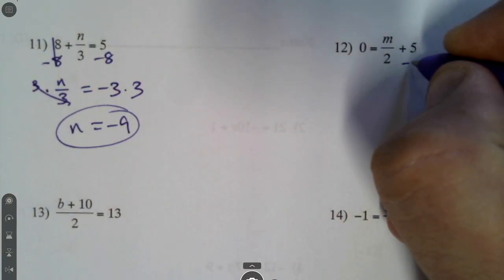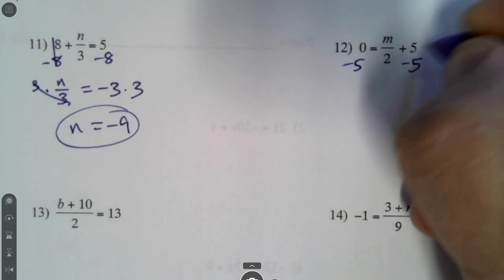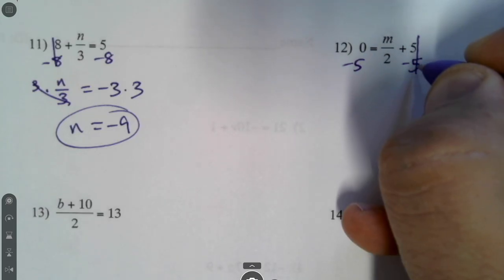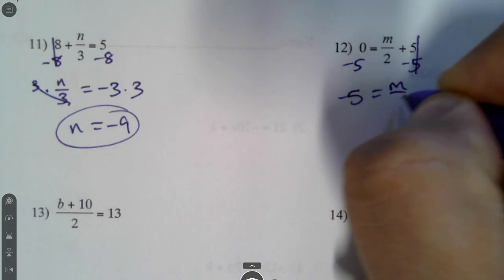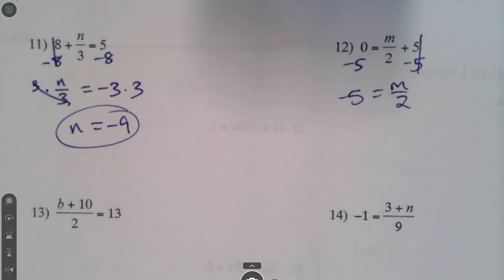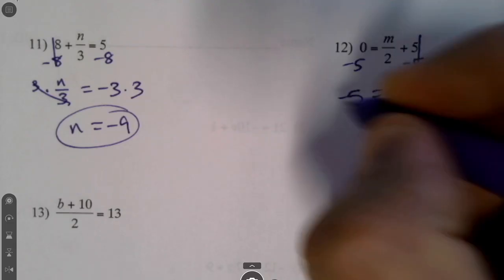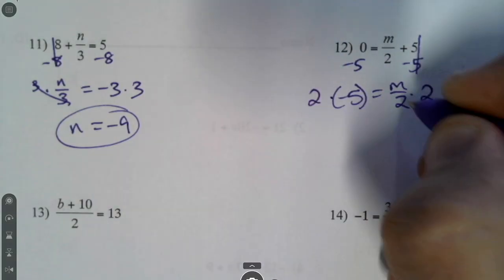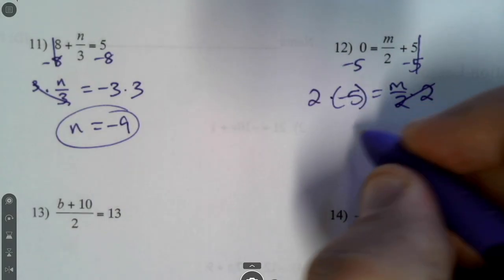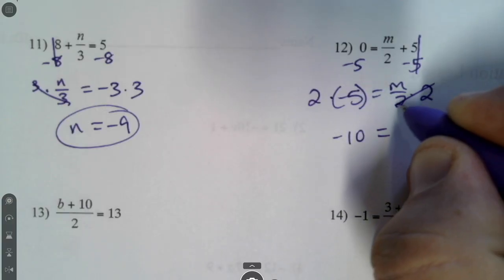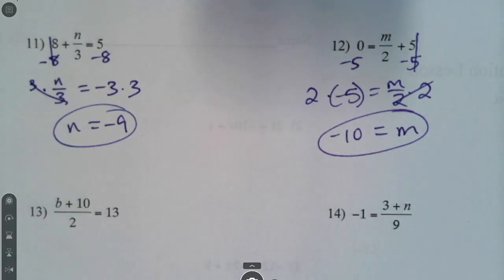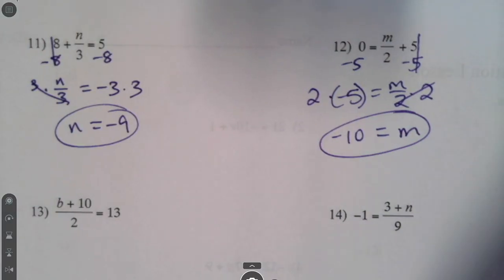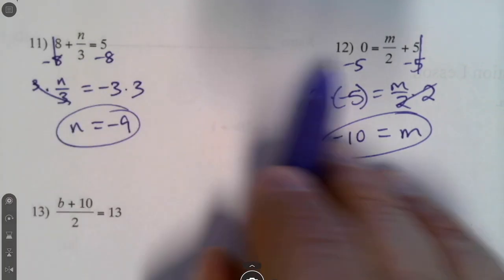We'll do the constant first. Subtract 5 from both sides. 5 minus 5 is 0, so that disappears. 0 minus 5 is negative 5. Then we multiply both sides by 2. 2 times negative 5 is negative 10. The 2's cancel. 2 divided by 2 is 1, so there's just 1 m left. So that's type 2, ones that have division in one single term.